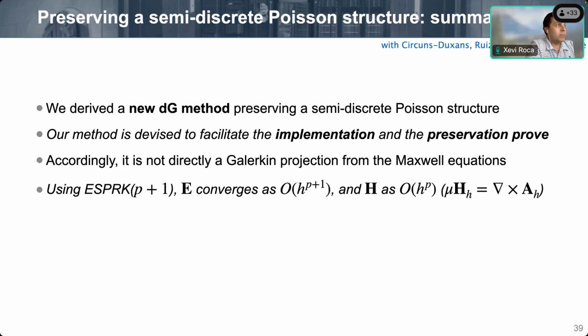We use explicit symplectic partitioned Runge-Kutta methods of order P plus 1, and we are able to obtain a convergence of order P plus 1 for the electric field and of order P for H. And remember that this is because the magnetic flux is a derived quantity of the vector potential. Next slide.